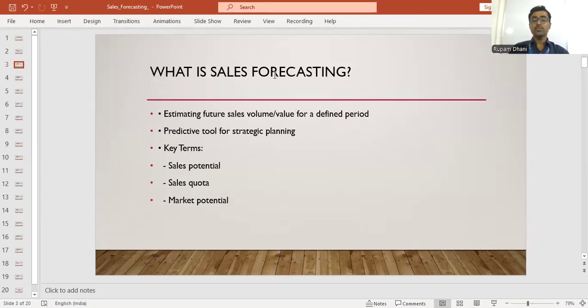So, what is sales forecasting? At its core, sales forecasting is the process of estimating future sales volume or value for a defined period. It's a fundamental predictive tool essential for strategic planning within an organization. This includes understanding key concepts like sales potential, sales quota, and market potential, which all feed into our overall sales forecast.